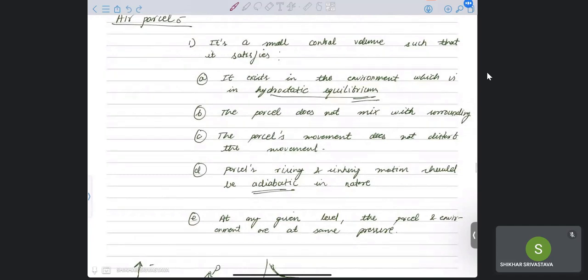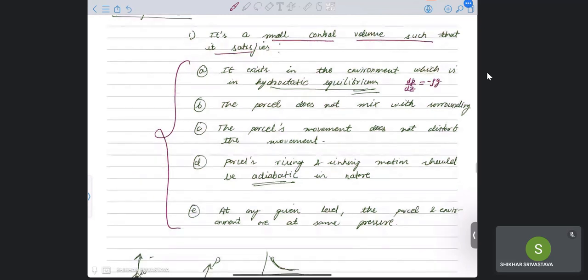So there are certain assumptions. When we are trying to understand the atmosphere, we take a small part of the atmosphere, which we call an air parcel, and this is a small control volume which satisfies the following conditions. First is that it exists in an environment which is in hydrostatic equilibrium. That is, the parcel is situated in an environment surrounding the parcel. Environment means the area which is surrounding the parcel. That environment is in hydrostatic balance, that is, the vertical pressure gradient is balanced by the gravitational force.